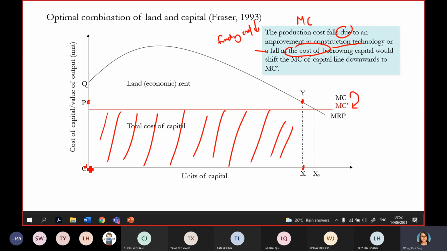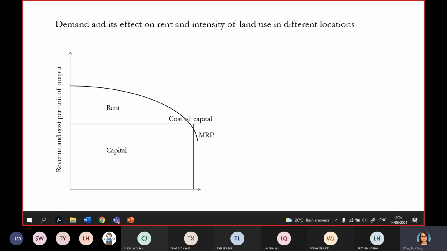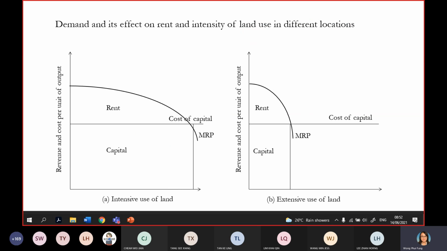But if we improve the construction technology, like I mentioned, you use more advanced machinery, or more advanced AI or robots in your production, or there is a fall in the cost of borrowing capital, the funding cost, then actually your cost can be lower. In that case, you can see your surplus will become what? Bigger. Okay, conclusion. These are the two scenarios.